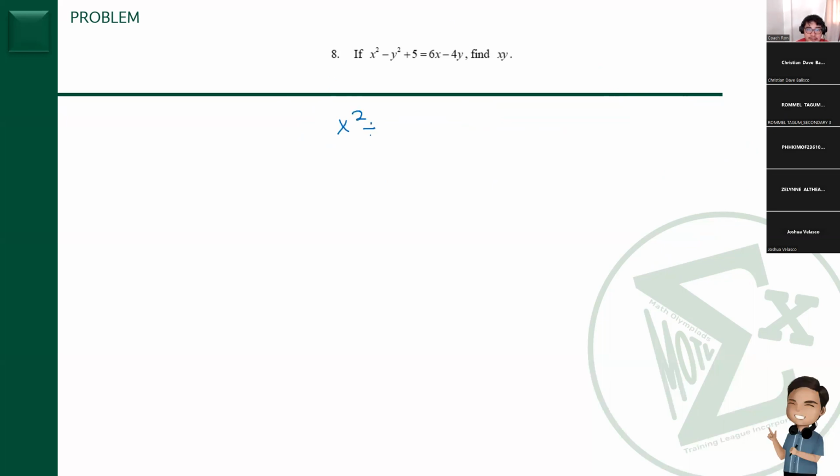X squared plus 6x, and you're gonna have a minus y squared minus 4y. That's gonna be equal to negative 5, my bad. What I'm gonna do now is try to form perfect squares on each side. To form a perfect square with x squared plus 6x, that's gonna be plus 9, right? So I'm gonna add plus 9 on the other side, and the other side is gonna be minus 4.